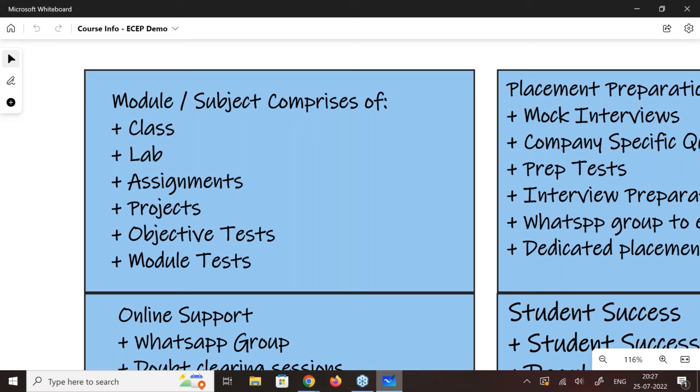So whenever you are attending the class, we ask you to basically be available with your laptop or a desktop so that you can practice whatever has been taught to you. So after the class, you'll have lab sessions. The lab session is focused on a few things.